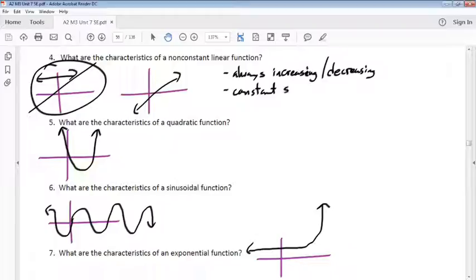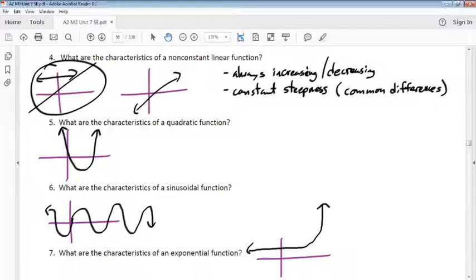Do you guys remember a word called common difference? Do you guys ever hear that word? Common difference. This is back in Algebra 1. You guys did sequences. Do you guys remember sequences? No. How to do them.